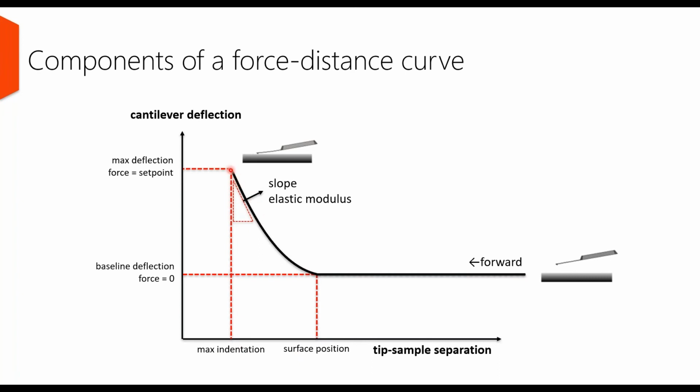The slope here, well, it's a little more complicated than just a straight slope, but the slope here is related to the elastic modulus of the sample, the Young's modulus of the sample. When you retract, so when you pull the cantilever off the surface, you get a similar curve, but you get maybe some adhesion between the tip and the surface. So we can use this to, for example, map chemical domains on the surface if we had a functionalized probe.